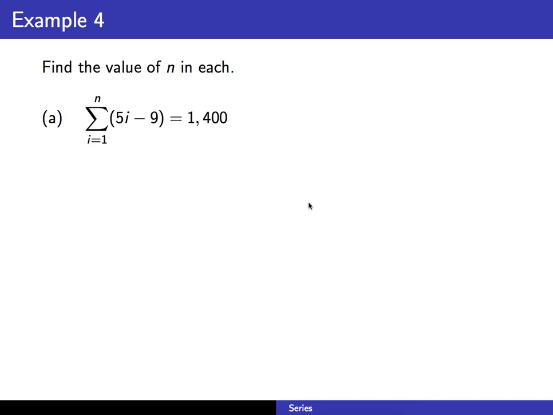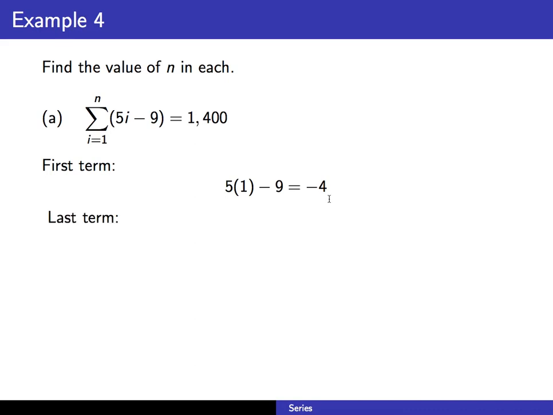In example 4a, we have the sum of 5i minus 9, where we start with i equals 1 and go up to and including i equals n, and that result is going to be 1,400. Rather than guess and check for values of n, we're going to solve this systematically. Our first term is what we get when we plug in our lower limit of 1 for i: 5 times 1 minus 9 is negative 4. So our first term is negative 4.